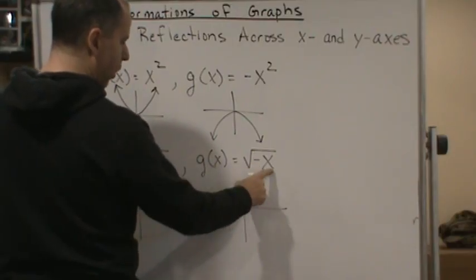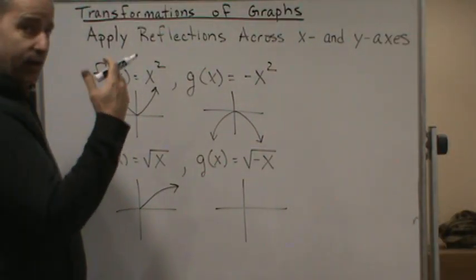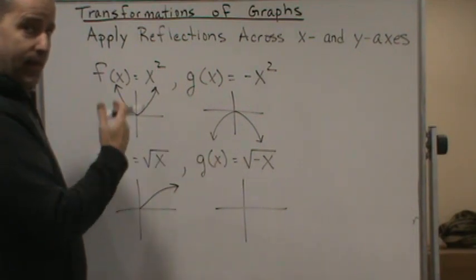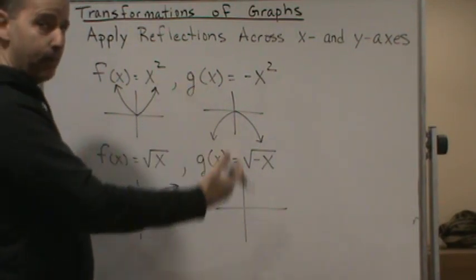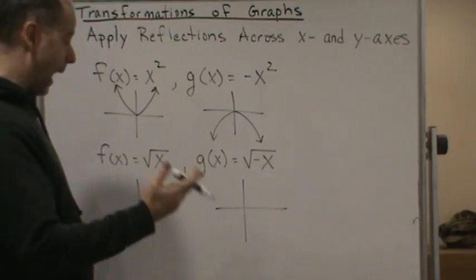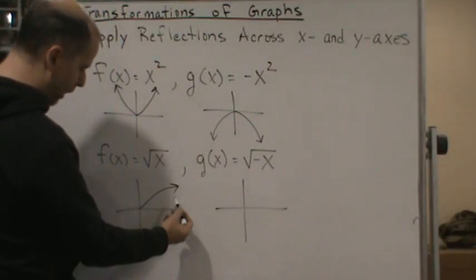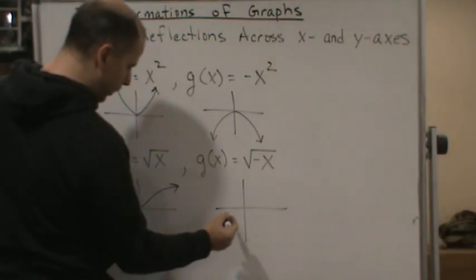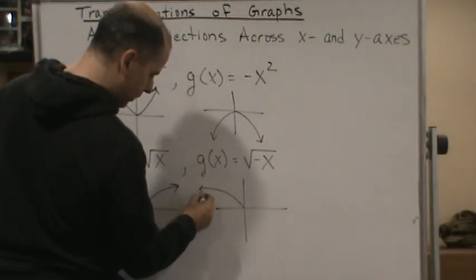So we're multiplying all the x's by -1, which means now all of the x values that are positive will become negative, and all of the x values that are negative will now become positive. So this results in a flip across the y-axis. All of these positive values of x are now going to become negative, and we're going to end up with something that looks like that.